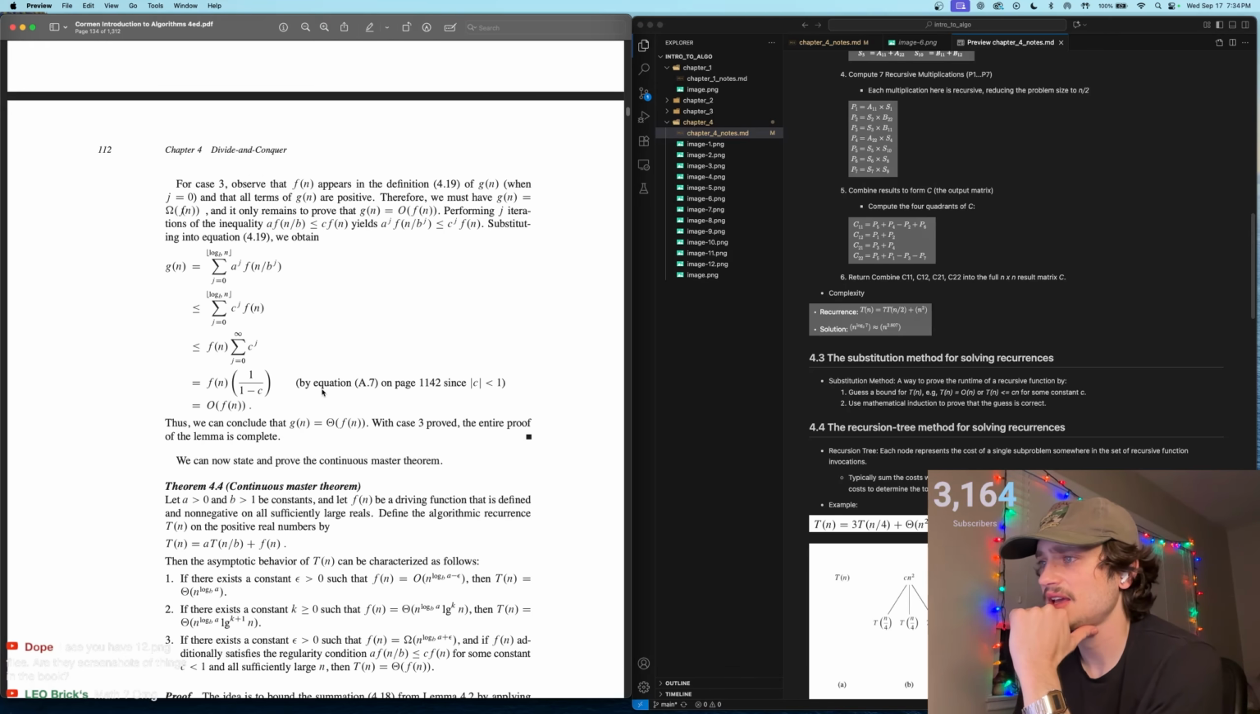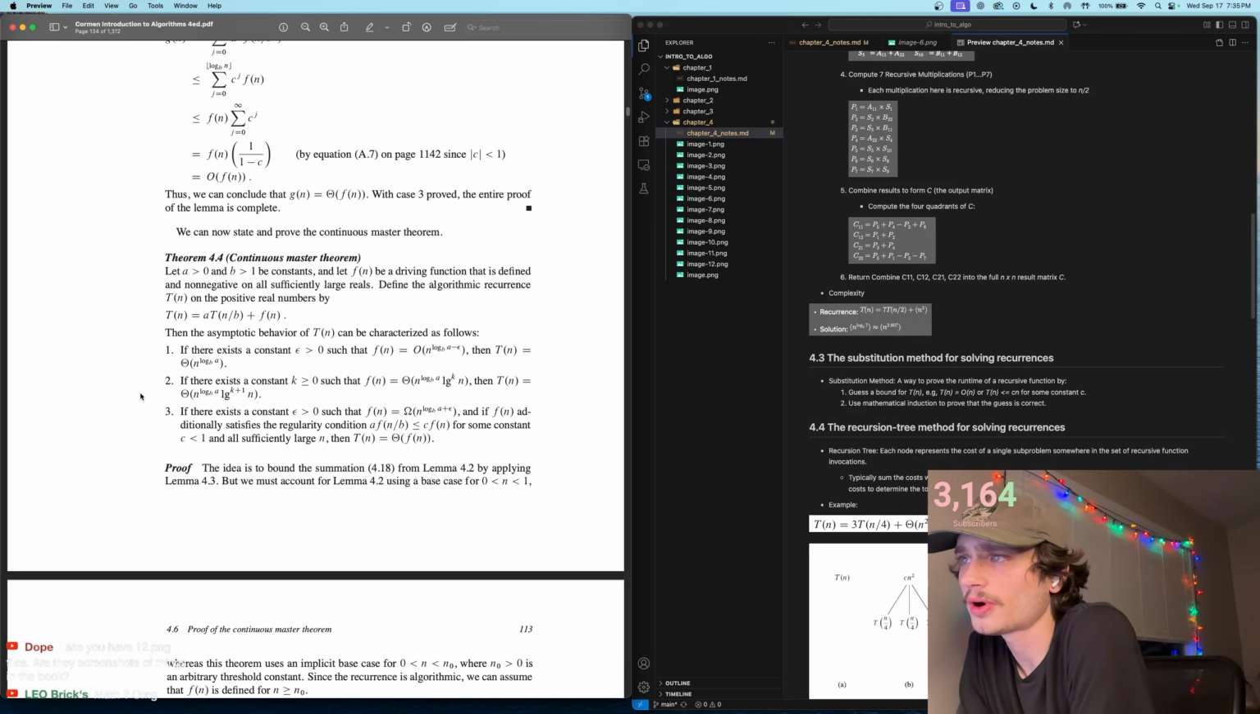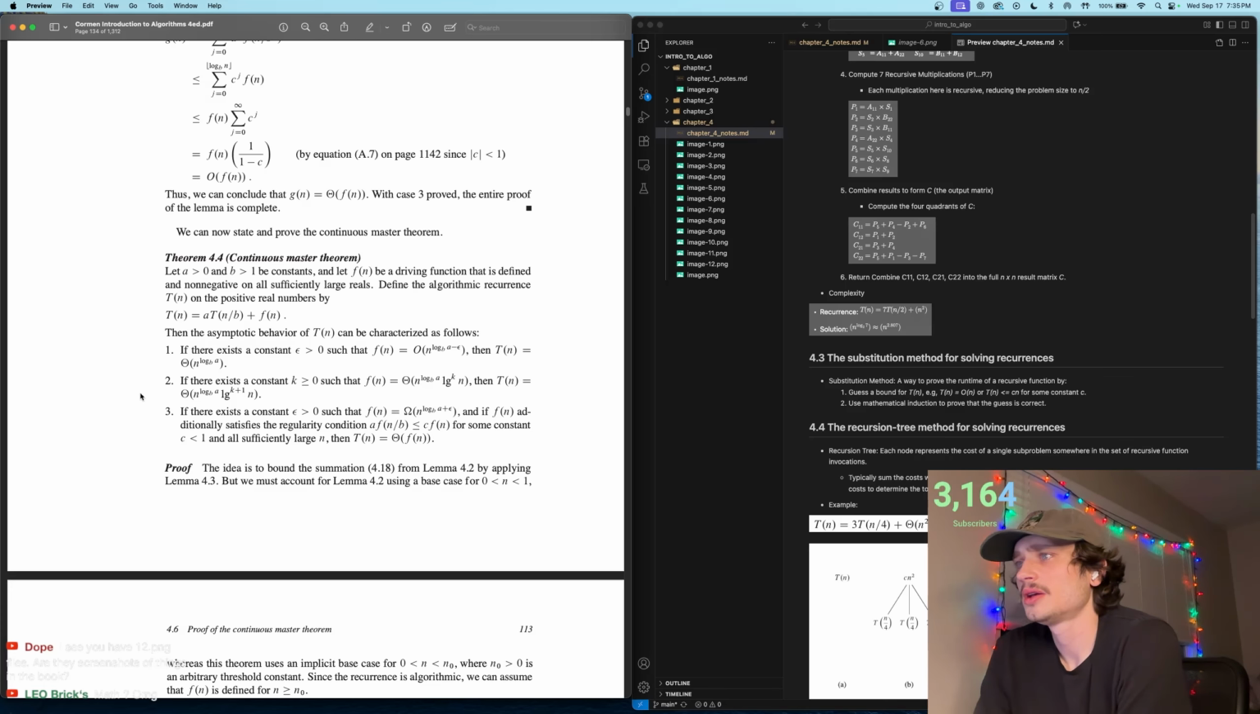We can now state and prove the continuous master theorem. Theorem 4.4, continuous master theorem. Let a be greater than 0 and b be greater than 1 be constants, and let f of n be a driving function that is defined and non-negative on all sufficiently large reals. Define the algorithmic recurrence T of n on the positive real numbers by T of n equals a times T of n over b plus f of n. Then the asymptotic behavior of T of n, the recurrence, can be characterized as follows.